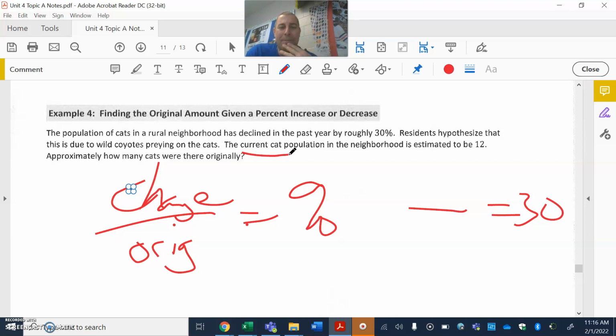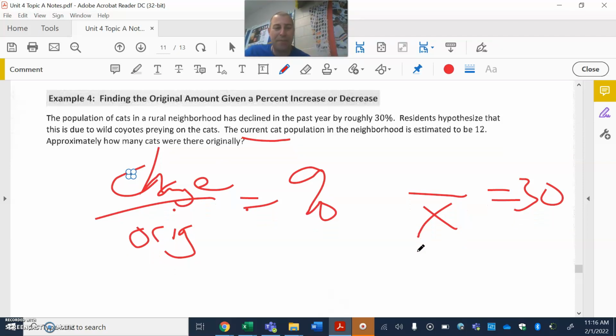So I don't know how much it's changed. I don't know what the original amount is. Again, currently there's 12. That's not the original. That's what I'm solving for. So I don't know what the original is, but I don't know how much it's changed either. So we got to go back and really start to look at what's going on here. Because this doesn't work, because I've got what we call two unknowns.